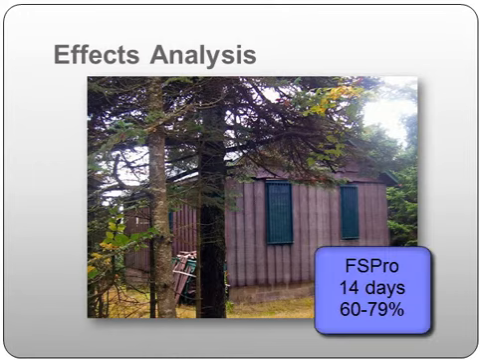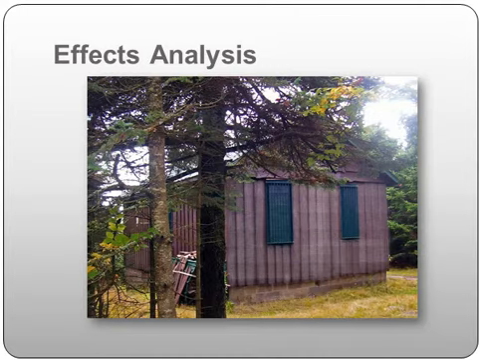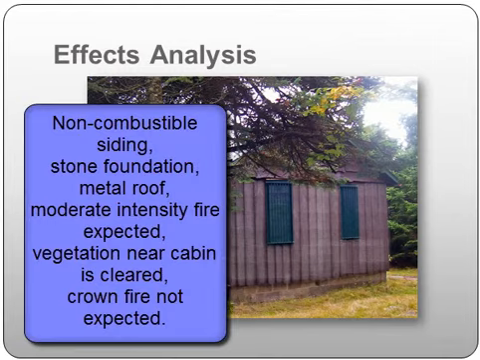In the first example, the FS Pro run for the next 14 days predicts a 60 to 79% probability that the fire will reach the recreational cabin on Sailor Creek. If you add an effects analysis of the Sailor Creek cabin to this probability assessment, it can paint a different picture for the decision maker.